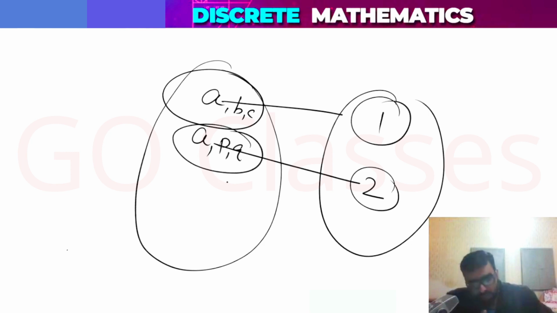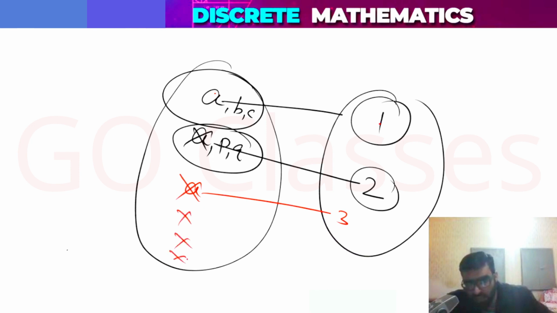Now at this point, what you can do is just remove this A from here, from this set, because this A is already assigned to 1. So if this A is assigned to any other element, I can just remove it.